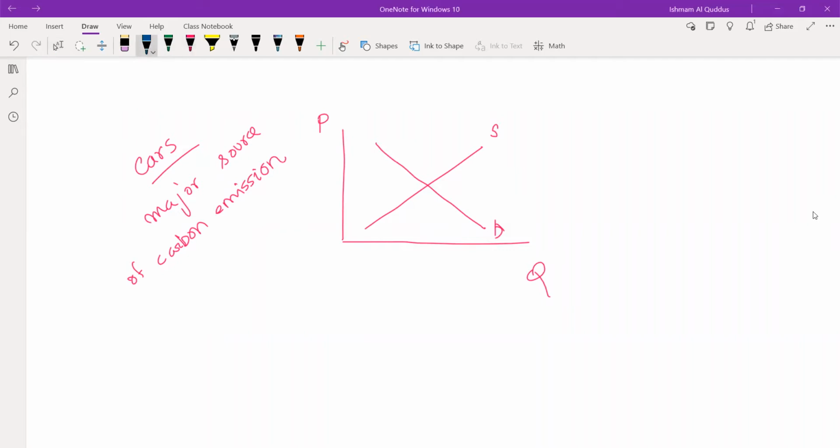That's why they designed a policy that adversely affected the supply side of the car market. So supply falls. Hence, this shifts supply. This is the new supply. Now let's draw the equilibrium point. So this was the first equilibrium point. That's P star and Q star. And the new equilibrium point P prime, Q prime.